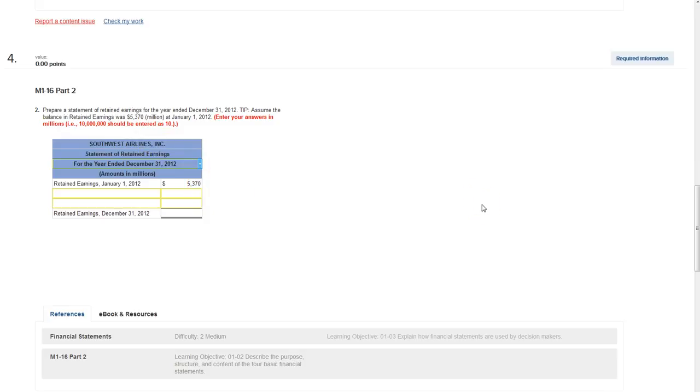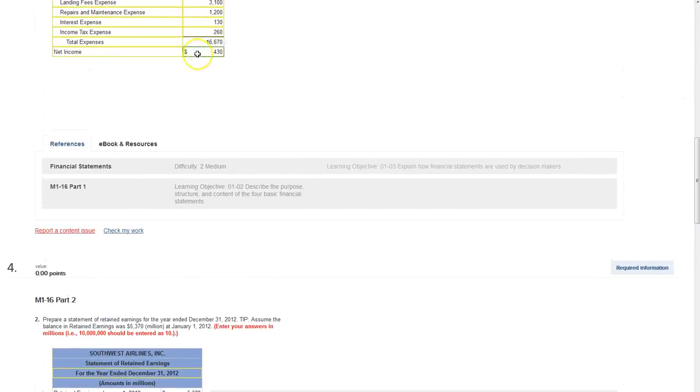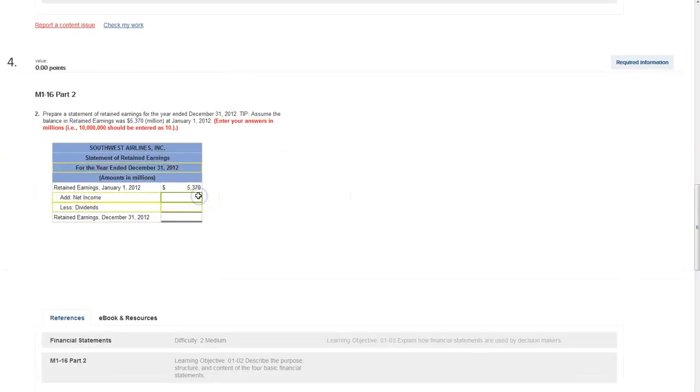Okay, so the statement of retained earnings tells you about the company's earnings. How much did you have in the past that you've kept in the company? How much do you have in net income from previous years, less how much you gave away, gives you the amount of earnings or net income that you kept in the company. So what we're going to do is add this year's earnings or net income and subtract out any dividends, which are earnings that you gave away to the stockholders. So we know our net income from the income statement is $430. And let's see if we have any dividends listed above.